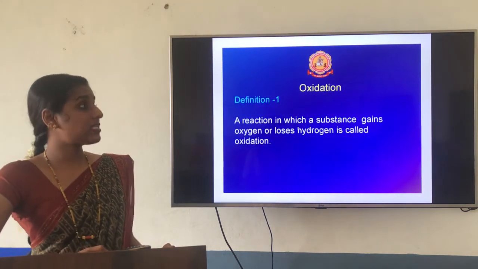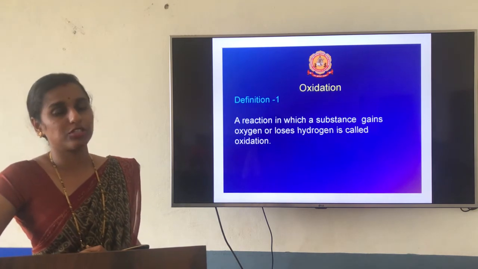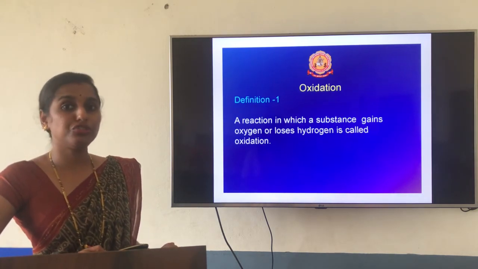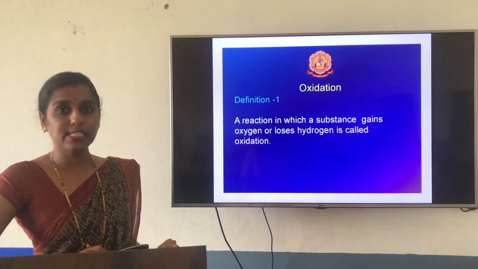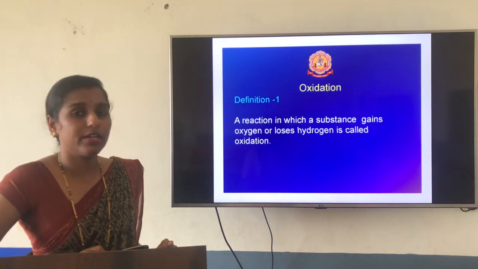The next type of reaction is the redox reaction. Before going into redox reactions, you should know what is meant by oxidation as well as reduction. You have already learnt this concept.